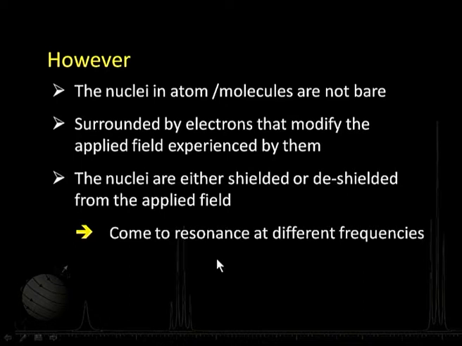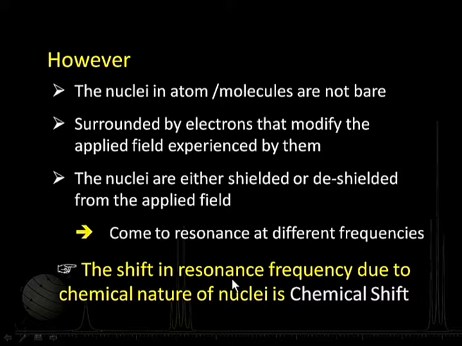If you now recall our spectrum of ethanol, there is the methyl proton, the methylene proton, and the OH, hydroxy proton. They are in different chemical environments. Because of the different chemical environments, they have different electron densities around the protons. As a consequence, they come to resonance at different frequencies. This shift in frequency due to the chemical nature of nuclei is termed chemical shift. That is the first and foremost characteristic of our NMR spectrum, very, very important for us. We will elaborate on this.